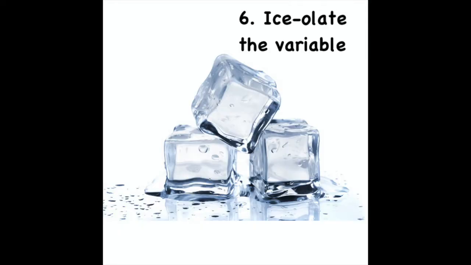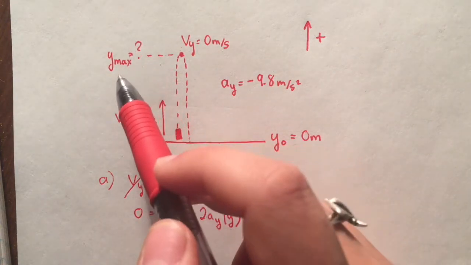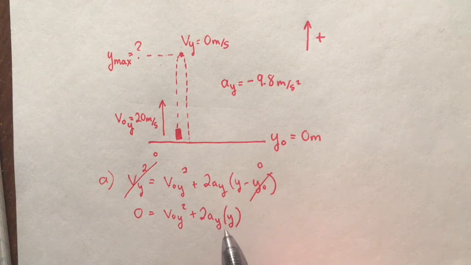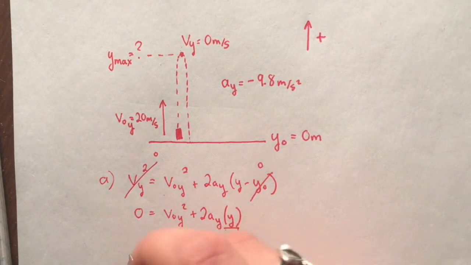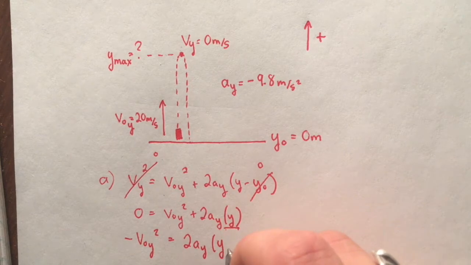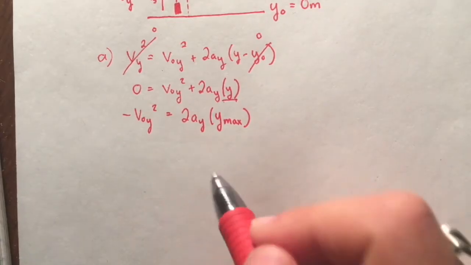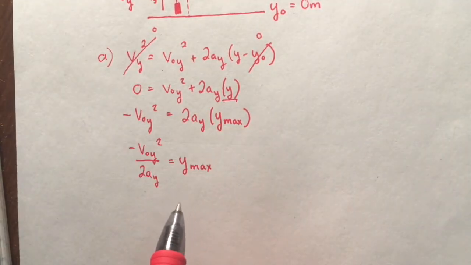Our next step is to isolate the variable. What's our variable? Well, back in our picture, our target was the maximum y value. So we are looking for this y value right here. I want to get the maximum height by itself. So my first step, I'm going to subtract v naught y squared, and I'm calling this y max now because it's specific to our problem. Now I'm going to divide by 2ay. So I've isolated my variable.